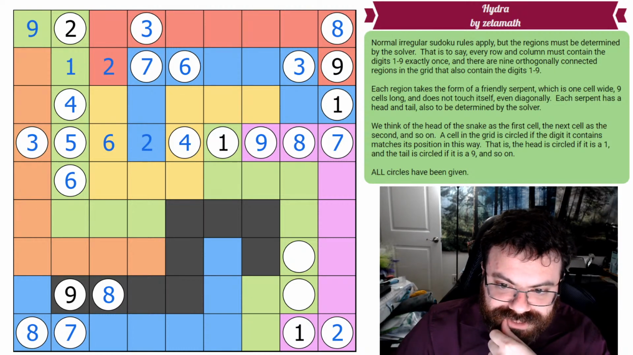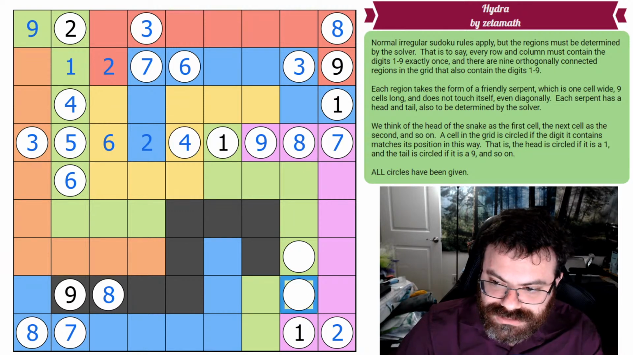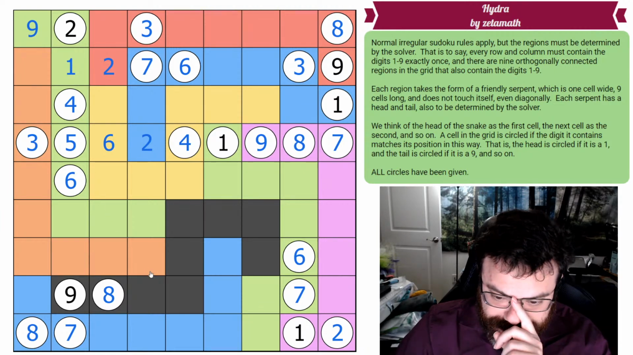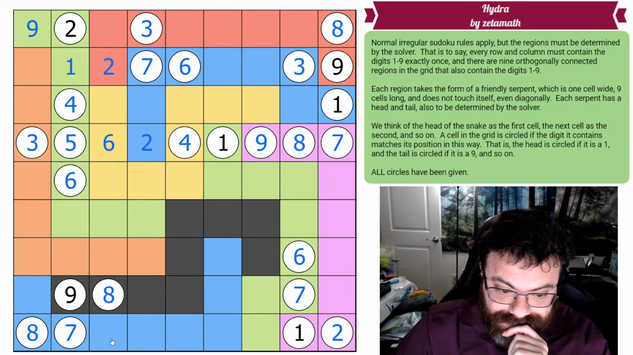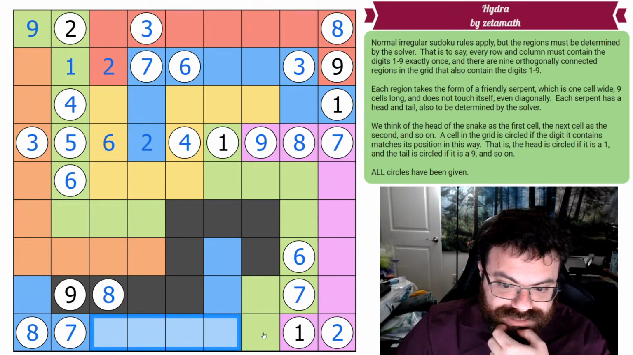And I think that's all the regions. These are circles. 7 and 6. Now we just do irregular. What do we need here? Blue needs a 9. That seems doable. 9 doesn't go here. So blue's 9 is here somewhere. That makes sense because this can't be 9.